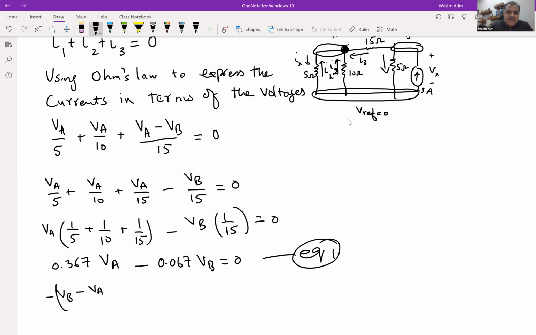So therefore, there's a negative sign there. That negative sign is for that. And then this is 15 ohms. The other one is also leaving it. So what I have is minus V sub B over 5. And then the other current is entering. So I have plus 3, and all that should equal to 0.